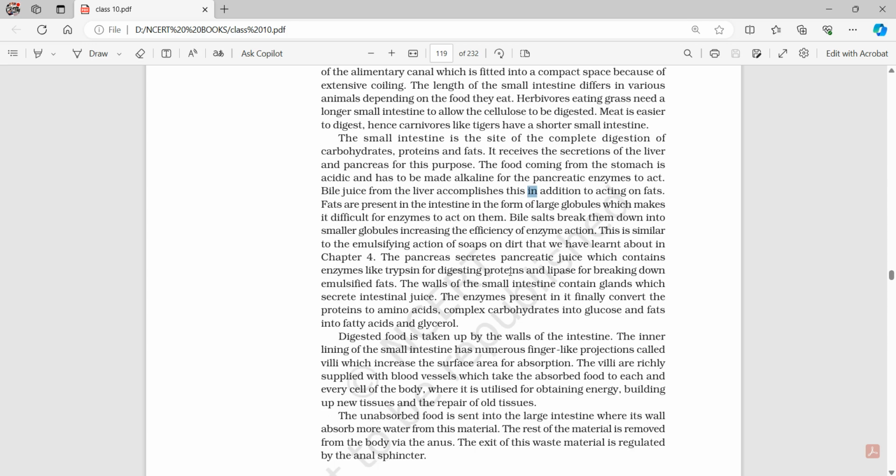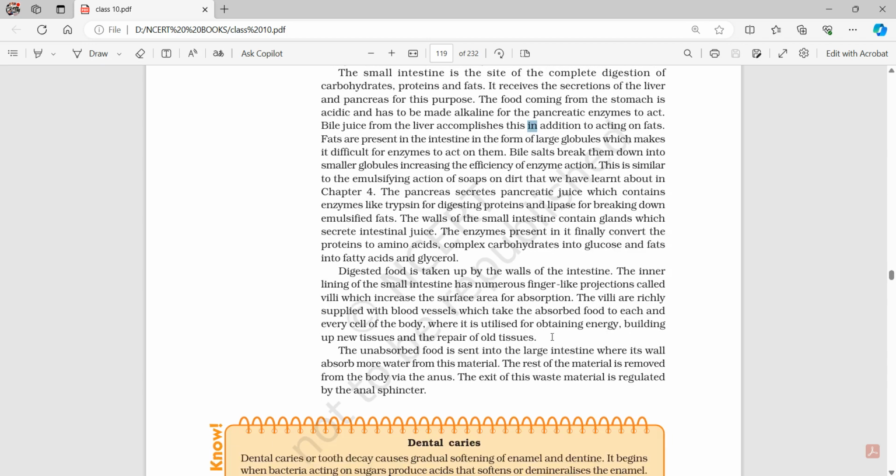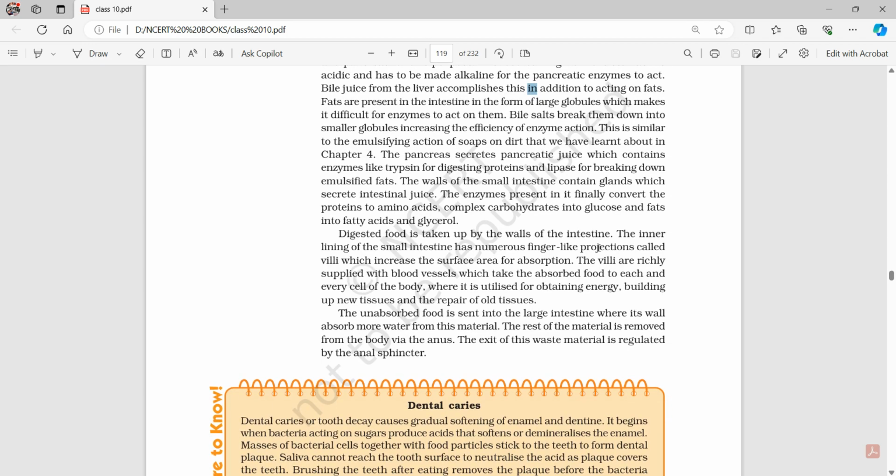The pancreas secretes pancreatic juice, which contains enzymes like trypsin for digesting proteins and lipase for breaking down emulsified fats. The walls of the small intestine contain glands which secrete intestinal juice. The enzymes present in it finally convert the proteins to amino acids, complex carbohydrates into glucose, and fats into fatty acids and glycerol. Digested food is taken up by the walls of the intestine.